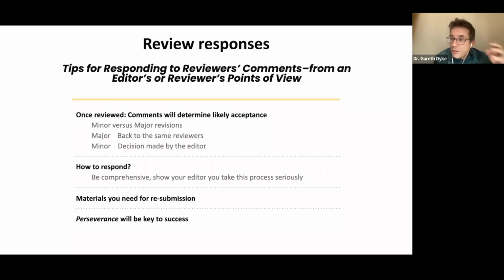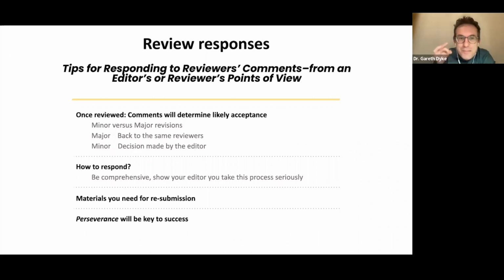Show your editor you take the process seriously, and think about the wording of the email that comes back from the journal with comments in it, because these aren't emails that editors sit down and write themselves. These are automatically generated by a manuscript handling system, ScholarOne or Editorial Manager, for example.